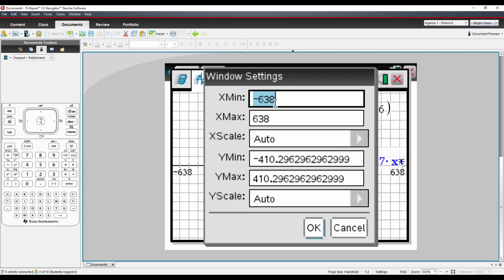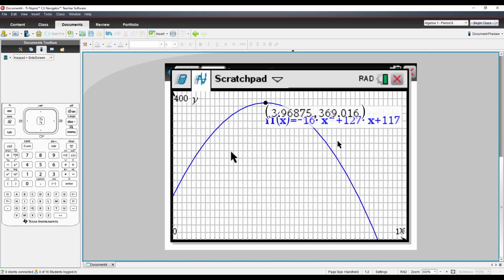So the x is going to go from 0 to about 10, and then the y is going to go from 0 to, let's say, 400. All right, and then I'm going to press OK. Now that's what it looks like.